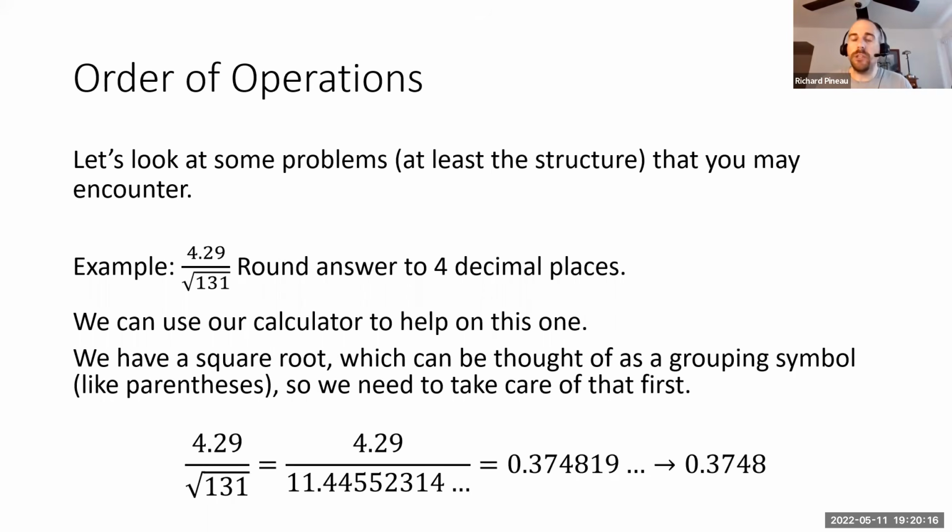Then you do the literal division on the calculator. 4.29 divided by 11.44552314 gives us 0.374819. I needed to round to 4 decimal places. Well, the 4th decimal place would be the 8. To the right of that is a 1. The 1 means that the 8 stays the same. So we have 0.3748. Hopefully a relatively straightforward computation. Take this just one step at a time. Do the square root first, write that number down, then do the division with the numerator.